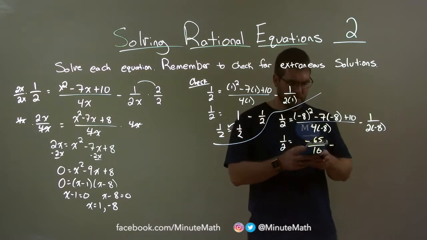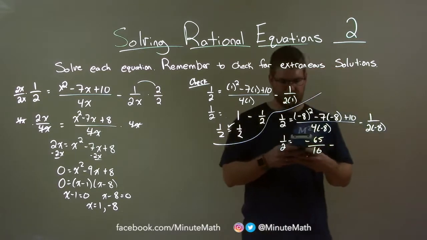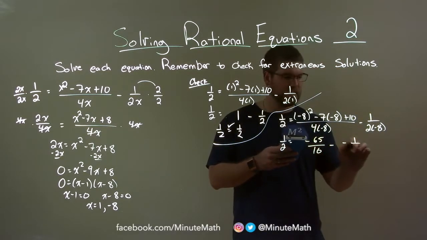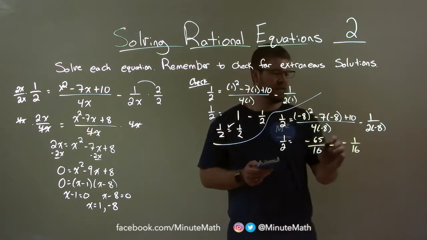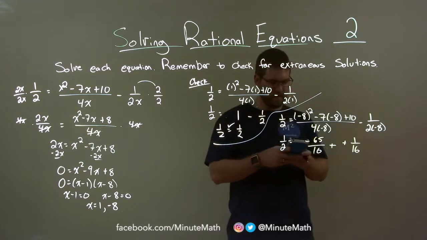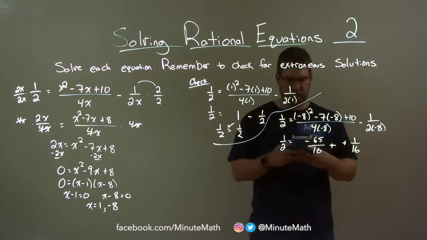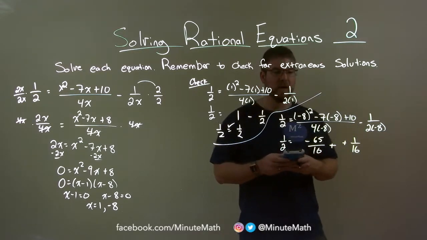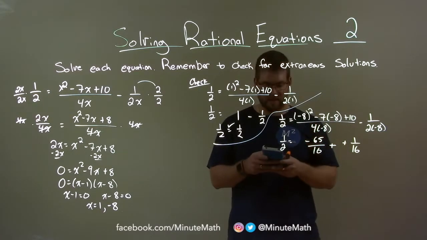And 1 divided by 2 times a negative 8 is negative 1 over 16, or maybe not. Remember, negative and a negative: subtracting a negative is adding a positive. So what's negative 65? That's 65, not 35. Divided by 16 plus 1 divided by 16. Oh, I know this won't work. Something happened here. What did I do? Let's go check this. Most likely I did something here, so it's always good to check that out.